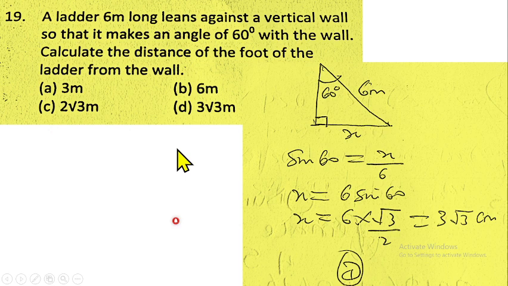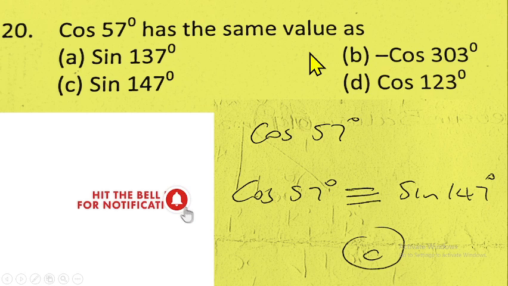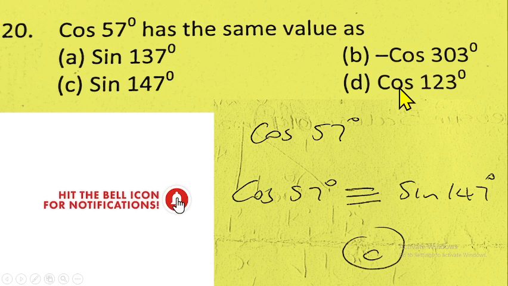Question number 20 is you have to solve: cos 57 has the same value as what? Cos 57 has the same value as sine 147 degrees. If you press the calculator for cos 57, it gives us an answer. If you press sine 147 as well, it gives us the same answer as this. So option C is the correct option.